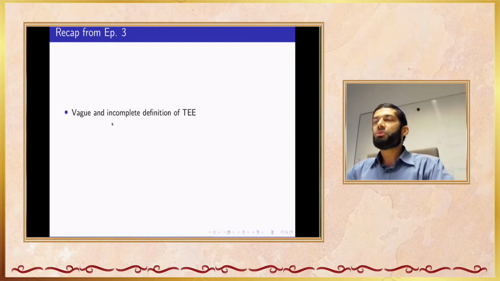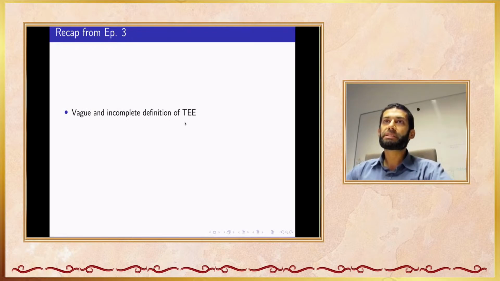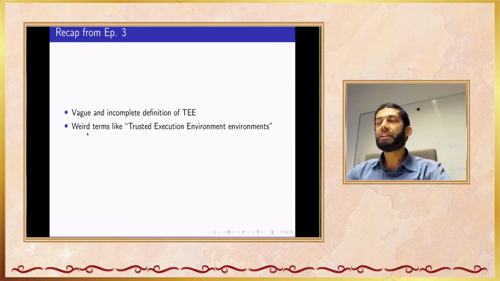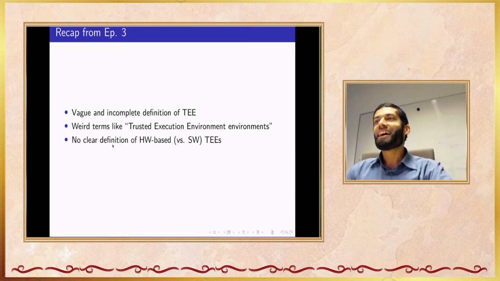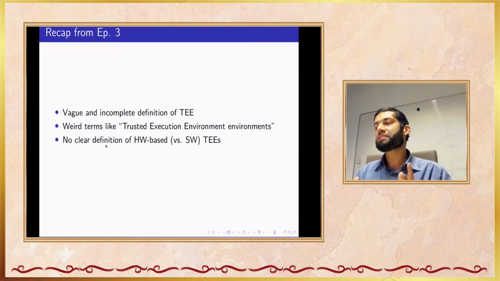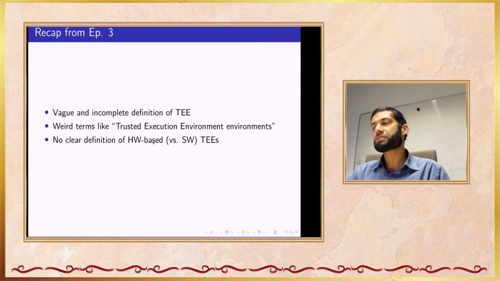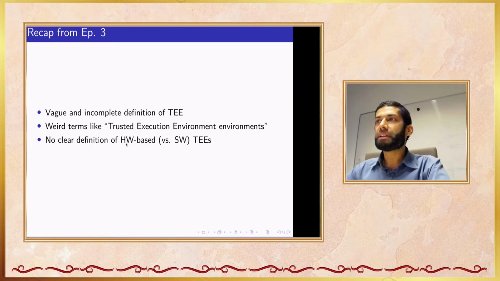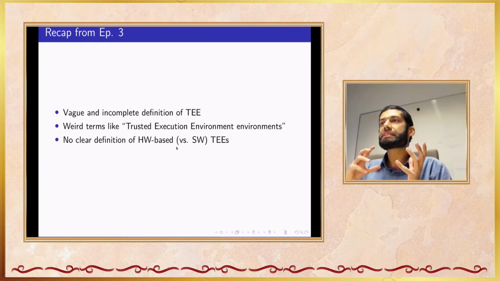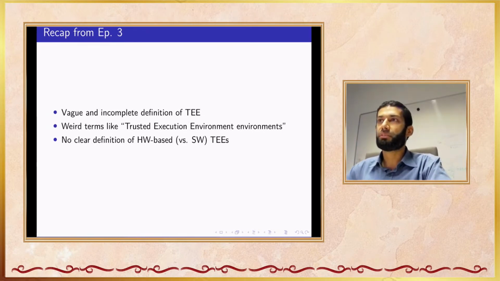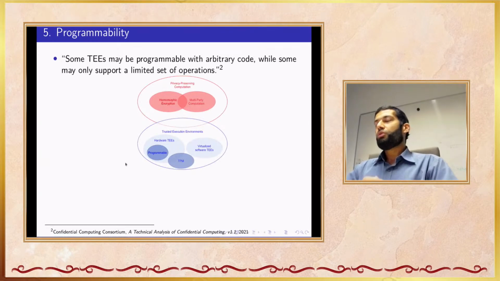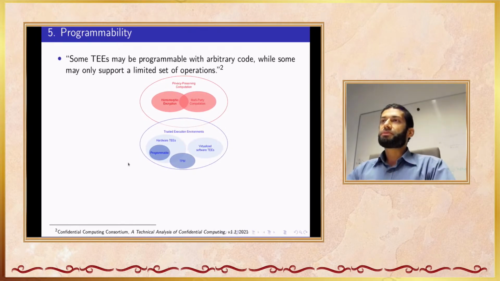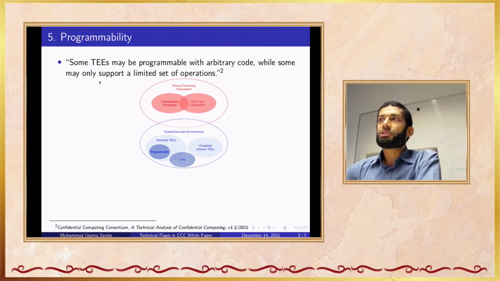So what we saw in episode 3 was that there are other vague and incomplete definitions of trusted execution environments in the white paper, and also some weird terms like trusted execution environments, which don't make much sense. And the definition of confidential computing itself was based on hardware-based trusted execution environments. The term itself was not clearly defined: what actually distinguishes a hardware-based trusted execution environment from a software-based trusted execution environment.